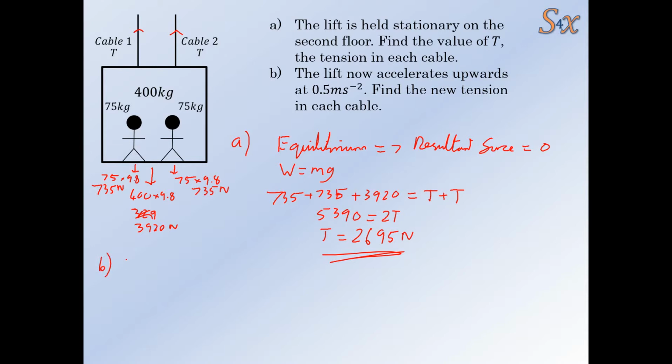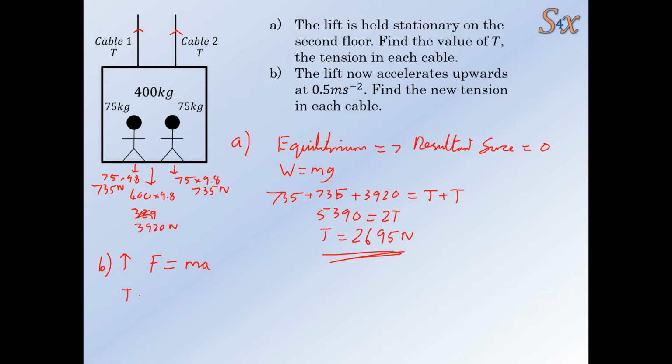For part B, we've been given its acceleration now, and we're going to use Newton's second law to do that. We've already worked out the weights. Now, notice that the tension is not the same in part B as it was in part A. It's a new tension now in the cable because it started accelerating. The resultant force, let's take upwards as positive here. It's important to think about which way we're taking as positive. So let's take upwards as positive.